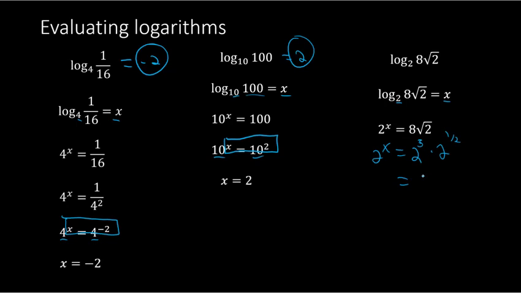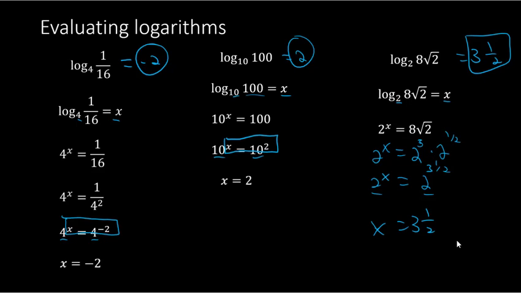All right, and then when you multiply on the right side, we would add the exponents, 3 plus 1/2, and that would give you 3 and 1/2. So we have 2 to the x power equals 2 to the 3 and 1/2 power. So because the bases are the same, the exponents must be equal. So x must equal 3 and 1/2. So log base 2 of 8 times square root of 2 would equal 3 and 1/2.